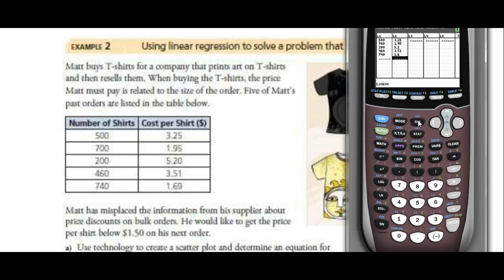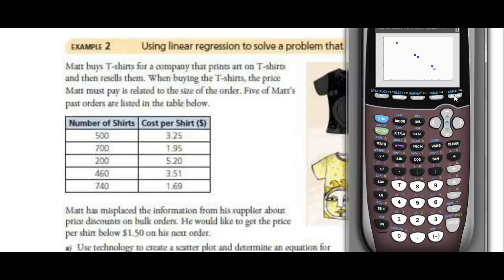Okay, before we run the regression, first let's go to y equals and just clear out what's in there. Clear. Let's go set the window, so we know our x's are like 200 to 700, so let's say maybe 0 to 1,000. Okay, by hundreds. And our y values go up to about 5.20, so let's go like 0 to maybe 6 by ones. Okay, now if I hit graph, we're just going to see the points, right? That's your scatter plot. Okay, those look like they're on a pretty straight line. So we can run a linear regression.